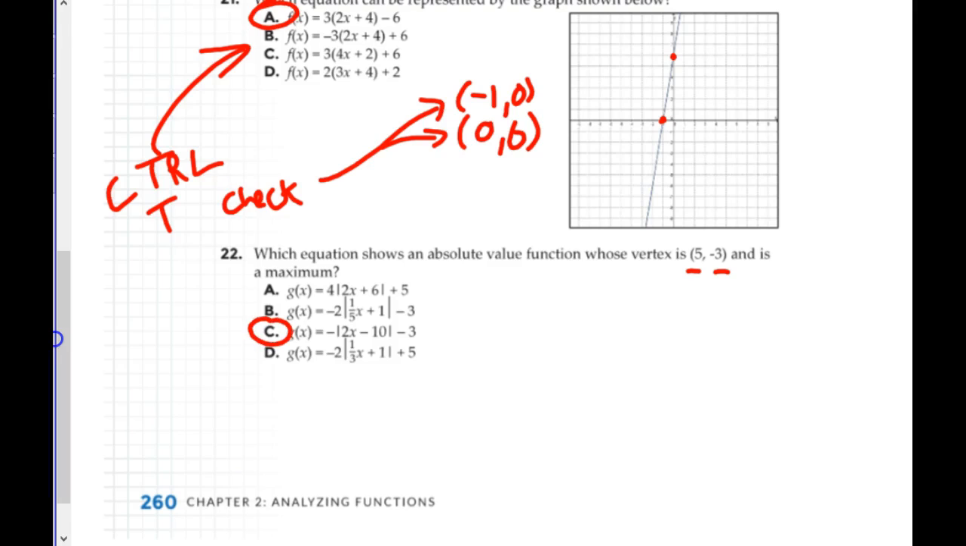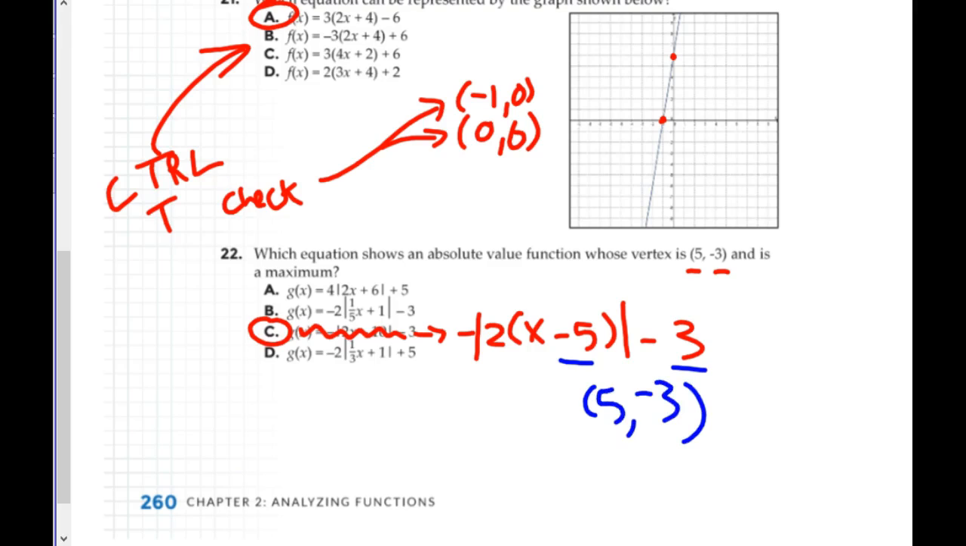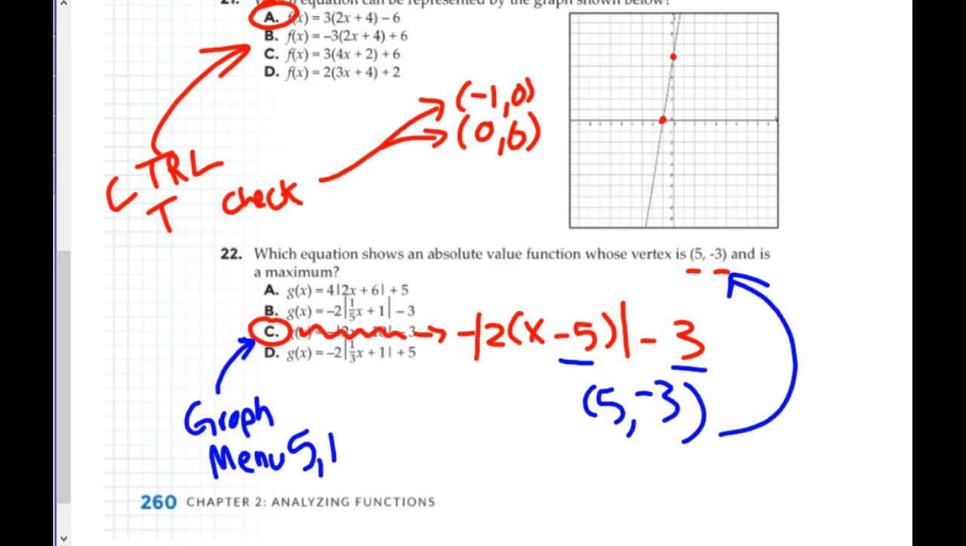Alright, so this is supposed to be written like this. Negative. Again, these are written weird. So check it out. -5, 3. That's +5, -3. You could also graph and then menu 5, 1. And then you can check where the vertex is.